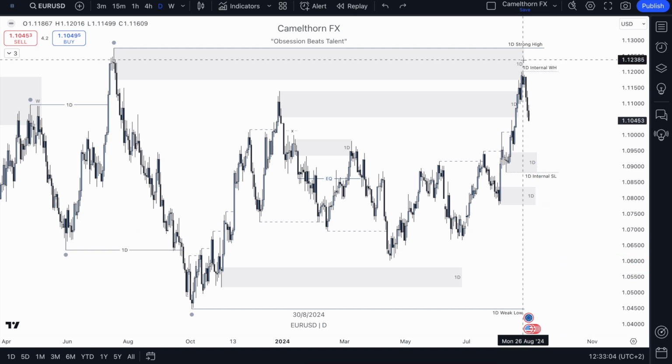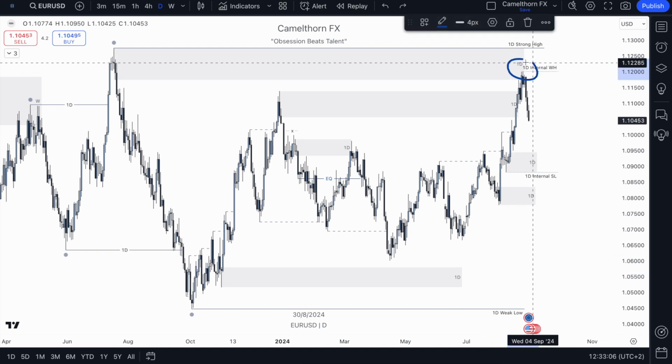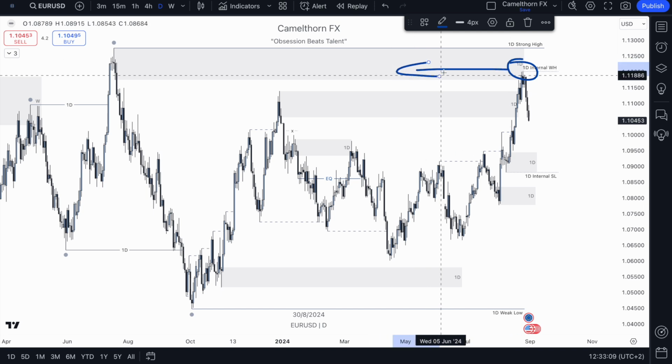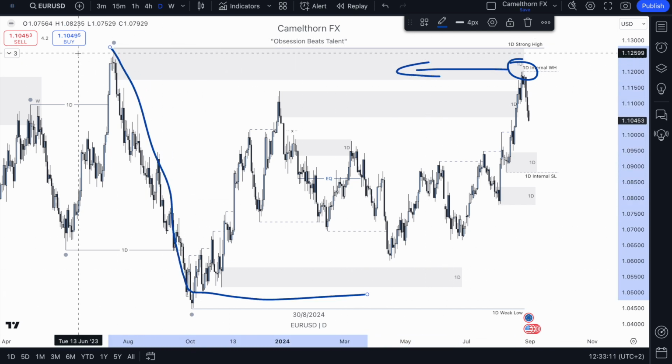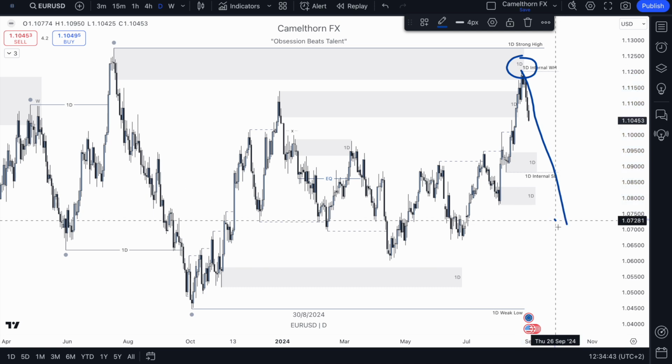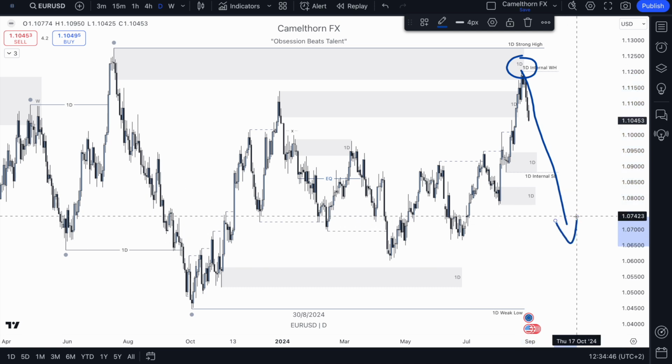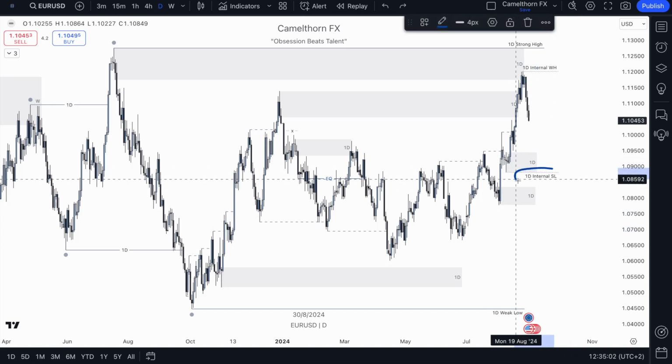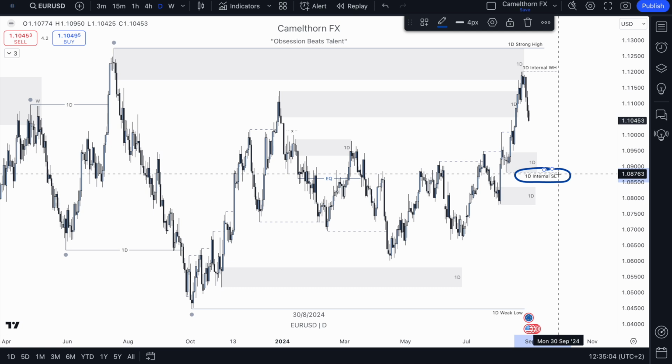That break and close, however, allowed the mitigation of this daily supply, which sits at the extreme of our current bearish daily range. Now, this extreme daily supply zone is effectively the last area where our daily bearish continuation can originate from. The start of that bearish daily continuation phase will only truly be confirmed after our internal structure shifts bearish. And the point at which our internal structure will shift bearish at this current moment in time is after price action violates this daily internal strong low.